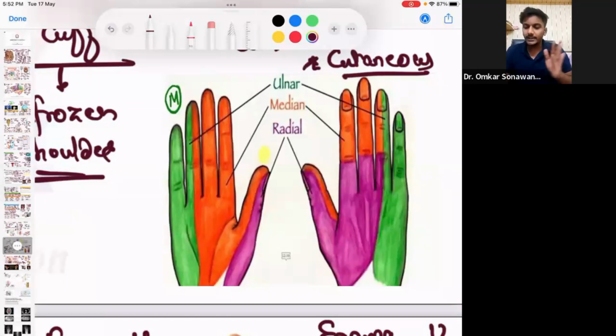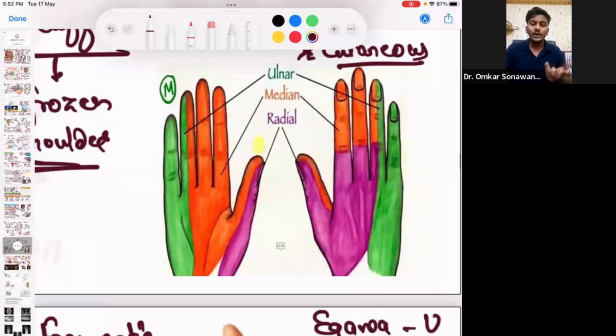That is what is called painful arc syndrome or supraspinatus tendonitis. Okay, no issues with this. If I talk about the cutaneous innervation of the hand, I hope all of you are quite aware.